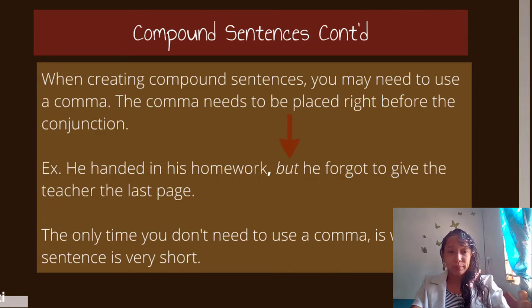Here is another example. He handed in his homework, but he forgot to give the teacher the last page. He handed in his homework is an independent clause. It can stand alone, right? It's a sentence. It's a simple sentence. And the other part, he forgot to give the teacher the last page, is another sentence. These two sentences are being put together by a coordinating conjunction. Notice that in this case, you put a comma, not just a coordinating conjunction. You put a comma and then the coordinating conjunction when you use a compound sentence.